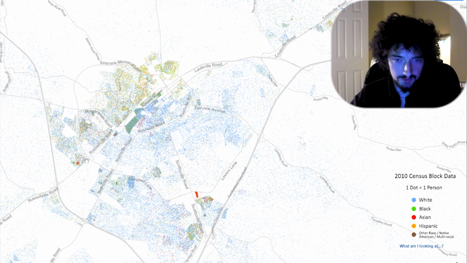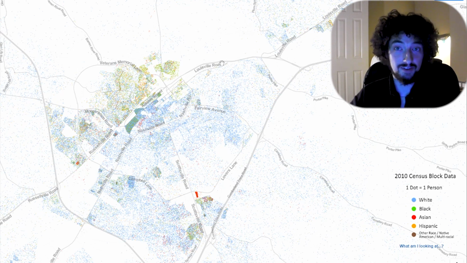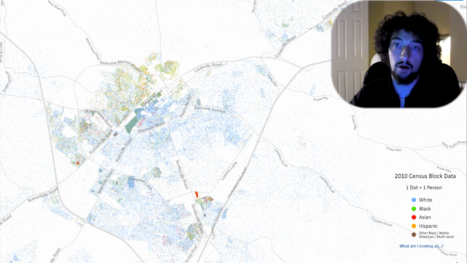And then basically there's this whole line of blank right here. And what that is, is the railroad in Bowling Green, Kentucky. And anyone who has lived there knows what I'm talking about. There is a railroad that goes directly through the center of town. Let's see what's north of the railroad and the racial makeup of these neighborhoods. It seems to be much more black, much more Hispanic than just a few blocks south.